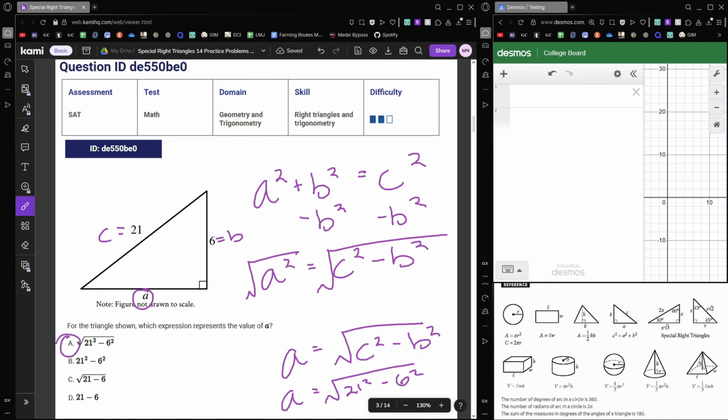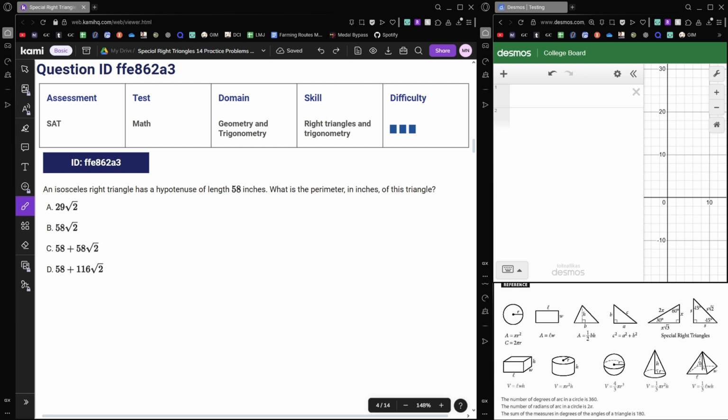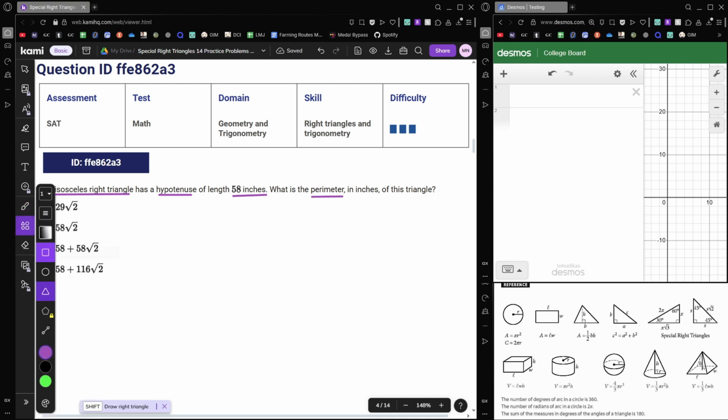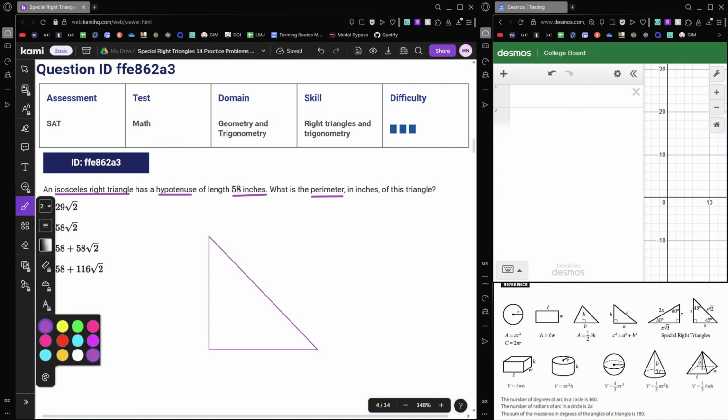Question number 4. An isosceles right triangle has a hypotenuse of length 58 inches. What is the perimeter of this triangle? So here we have an isosceles right triangle. Let me quickly draw this in. We know it's an isosceles triangle, so that means it will have two sides that are congruent. It's a right triangle, so that means it has a right angle.